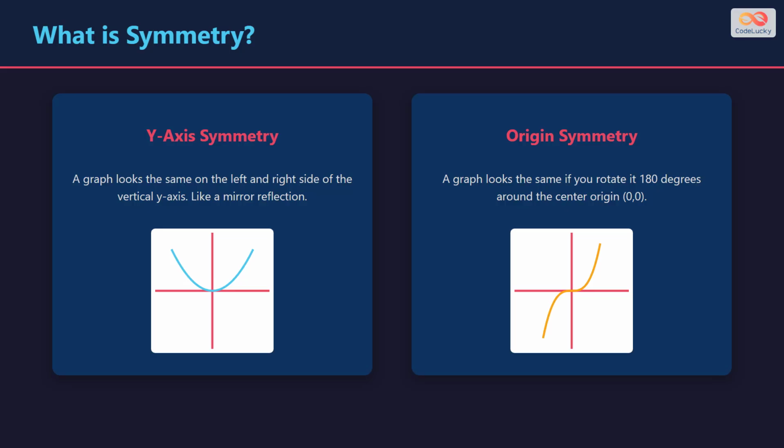Before we dive into the algebra, let's understand symmetry visually. There are two main types we care about. First is y-axis symmetry, where the graph looks like a mirror reflection across the vertical line. Second is origin symmetry, which means if you rotate the graph 180 degrees around the center point, it looks exactly the same.